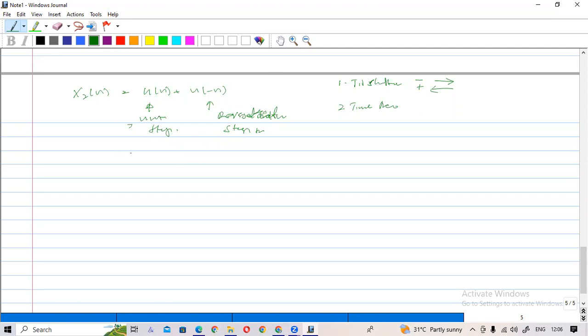Okay. So if I draw u[n], the signal is like this. The signal is starting from 0. Then 1, 2, 3, 4 going like this. All these values are 1. All these values are 1. Okay. This is 4. So it is going up to plus infinity. Okay. So u[-n]. u[-n] means that is the time reverse signal. Okay.